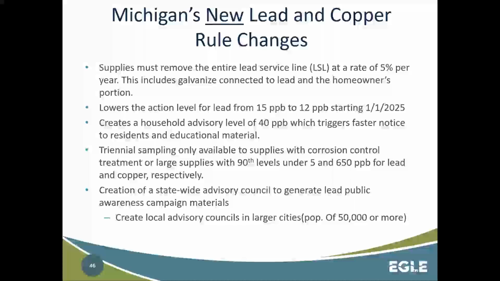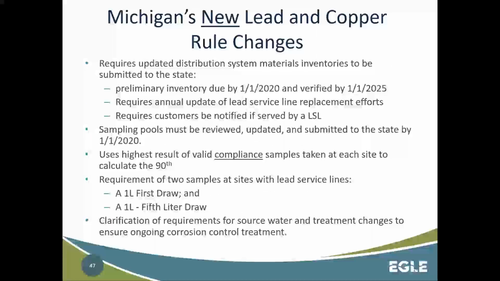Create local advisory councils in large communities, large cities, basically large meaning greater than 50,000 population. All right. So again, this is kind of an older thing here. We're already going through these. We should already have all these things set up.